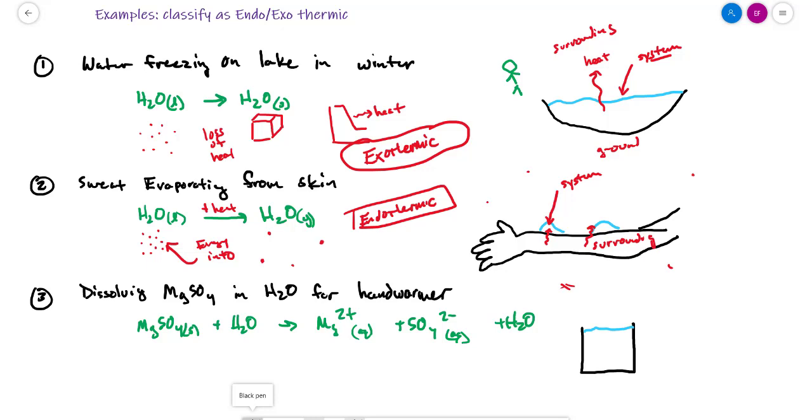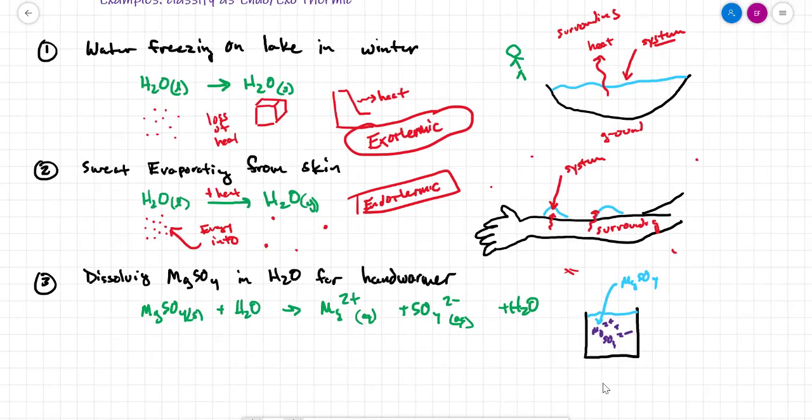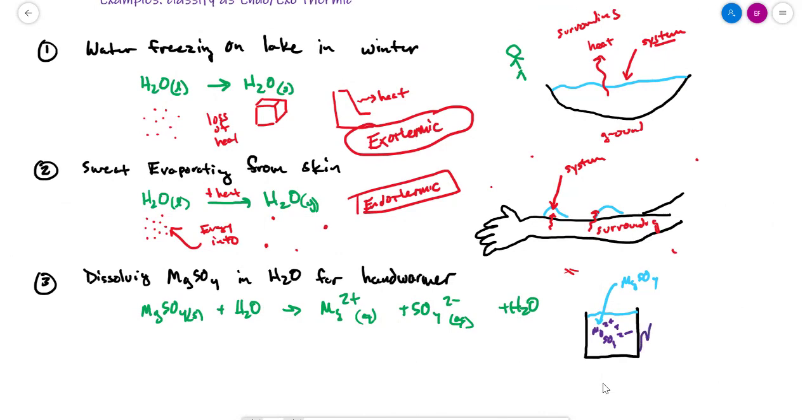And you are going to toss in your solid magnesium sulfate here. And that magnesium sulfate is going to break apart into 2+ ions and sulfate ions. What do we think is going to happen here? Let's draw your hand. So this is your hand. Let's say your hand is just right on the edge of it. There's your hand. There's your arm. It's wrapping around this thing. That's your hand itself. So you're dissolving magnesium sulfate in the water as a hand warmer.